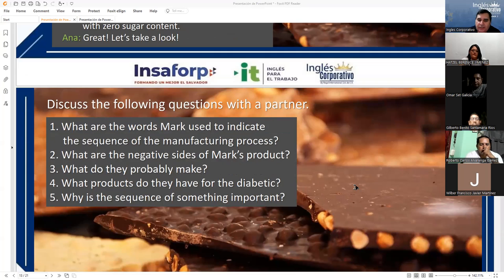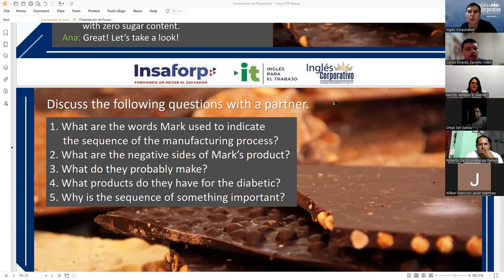Why is the sequence of something important? Teacher, the word mark, maybe? Yes, but why is the sequence of something important? It's not the same. You have the children and then you get married, or you get married and then you have the children. It's not the same. You urinate and then you get up, or you get up and then you urinate. It's not the same, teacher. Imagine the bed all wet.